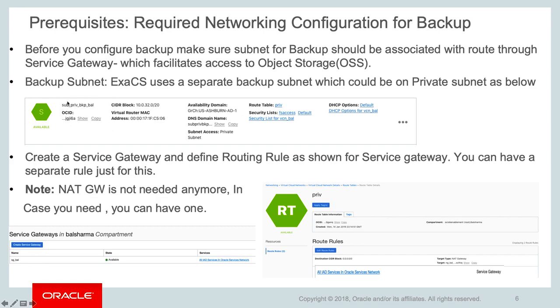In your case, it might look like what is shown here. You have a private subnet, in my case subbrief bkp_bal, and it is associated with a routing table, which is brief in my case, and there are several security lists associated in my environment. So make sure that you create a service gateway and define the routing rule, which you might have already done, and you can also have a specific rule which is unique to just backups. In my case, I have used a NAT gateway, but that is not a requirement. I had some other purpose: I wanted to reach out to the internet from my database environment, but necessarily you don't need it.